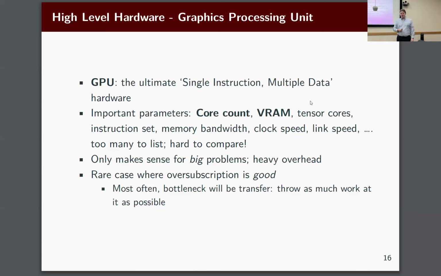GPUs are also an interesting case where so-called oversubscription is good, which essentially means you should try to throw as much work at the GPU as you can, even if the GPU is not fast enough to do it, because more than likely the GPU is fast enough. The thing that's always going to be the limit with GPU compute is how quickly you can get data to it and how quickly you can get the data back off of it. So just throw as much problem at your GPU as you can in order to maximize the amount of time it can spend computing compared to the amount of time it spends just waiting for more data.